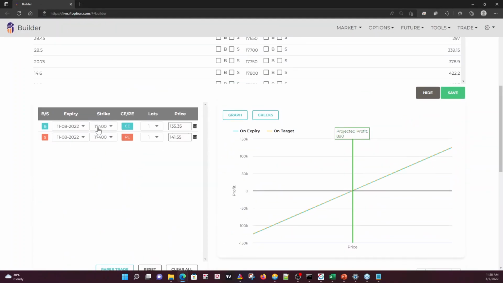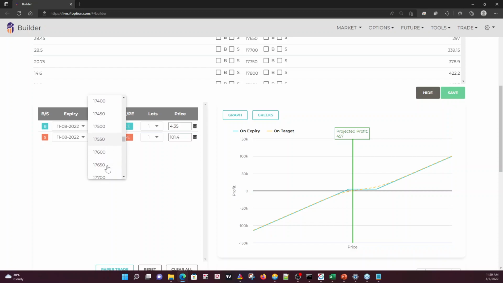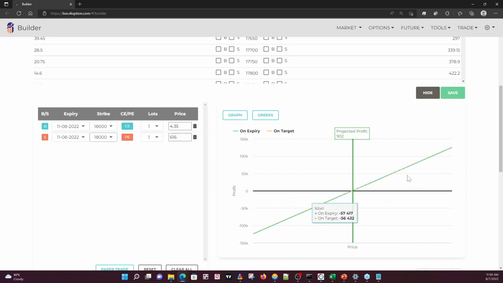Now let me change the strike price. So 17,400 I took. Let me take 17,300. See, this is the same. No change at all. Let me take 18,000, both call and put. Again, it's the same. Doesn't matter at all which strike you change. So which means that you can trade synthetic futures in place of futures.